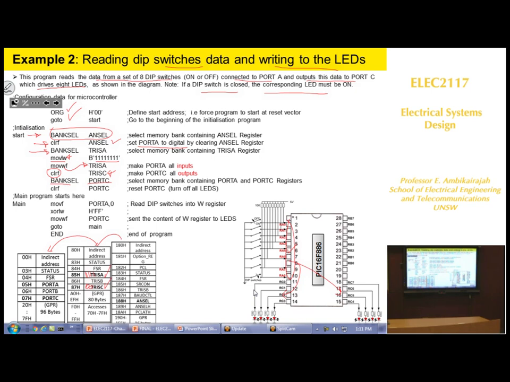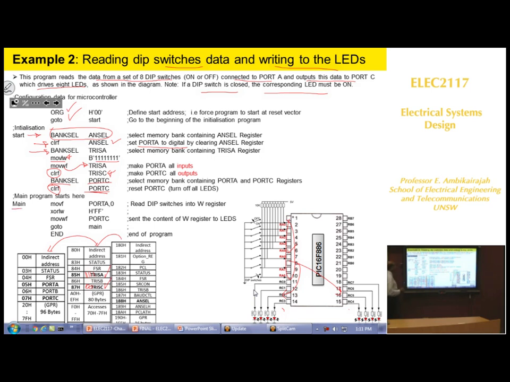So I've selected that. Now in port C, I want to make sure everything is set to 0, so no LEDs glow. So I say clear port C, which clears all the values on the port C latches and turns off all the LEDs. So initialization is all done. Everything is ready now. So we go to the main program.